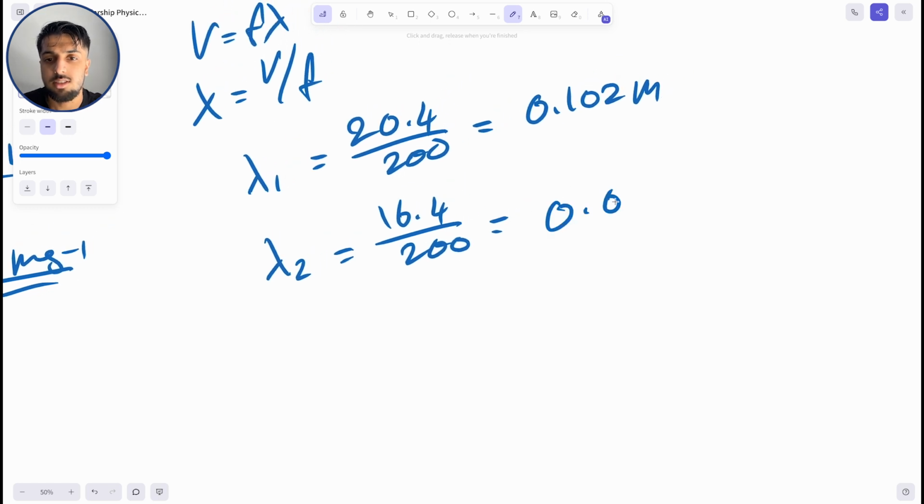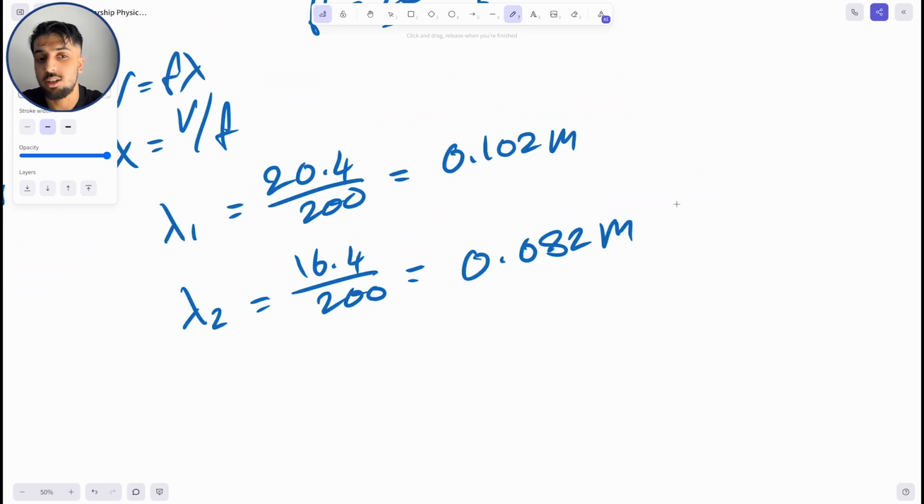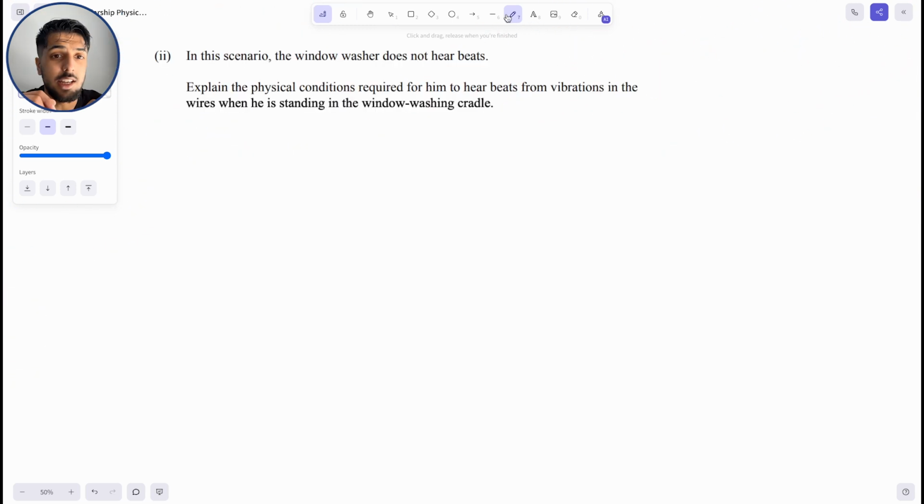of 0.082 meters. And therefore, as predicted in our discussion earlier, the wavelength for cable 1 is going to be greater. Sweet as. In this scenario, the window washer does not hear beats.